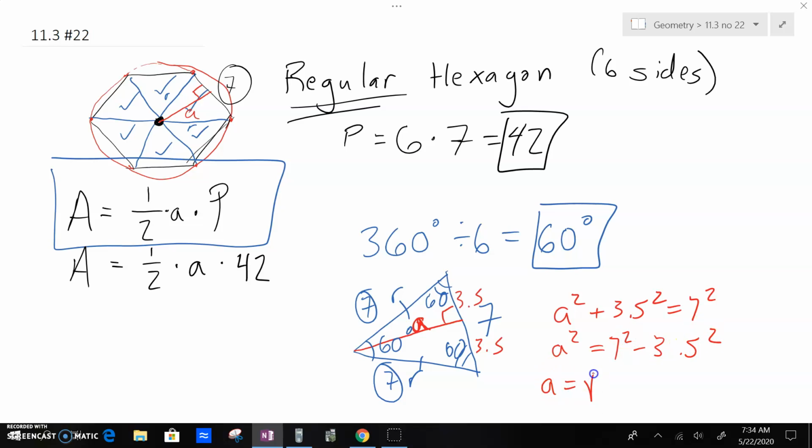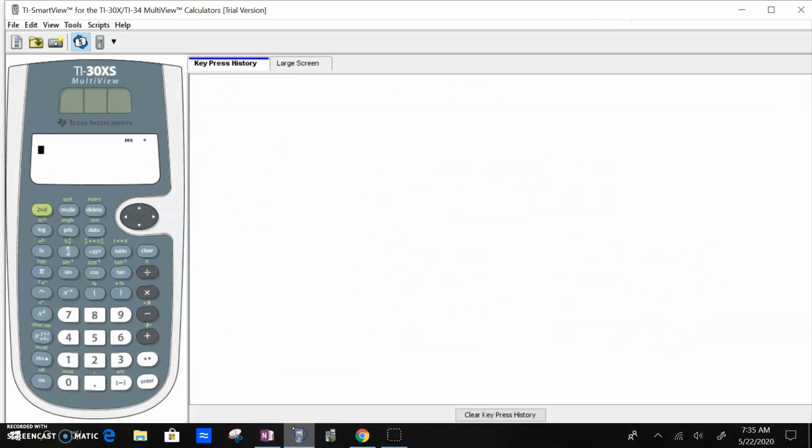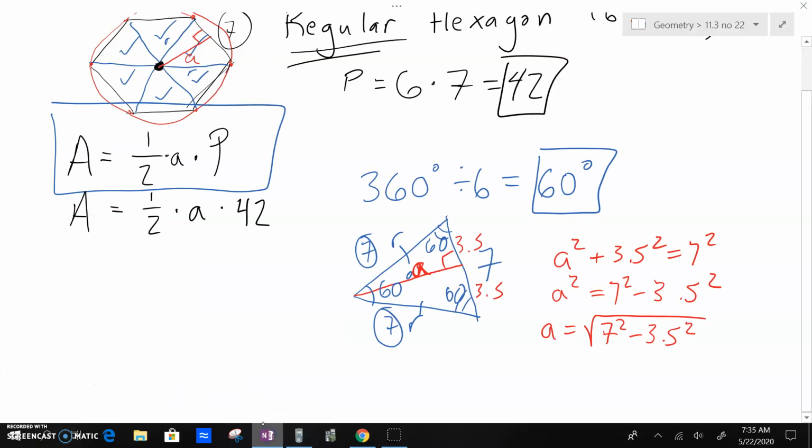I'm going to square root both sides. And the reason I'm doing this without actually jumping over to the calculator yet is now I'm just going to jump in the calculator and punch this in one time. So I'm going to do square root of 7 squared minus 3.5 squared. And that's going to give me my apothem length. So square root, let's see, where's my square root? There it is, 7 squared, which I know is 49, but I'm just going to write it as 7 squared minus 3.5 squared, and I'll close out my parenthesis and hit enter. Then 6.062, or let's call it 6.06, would be the apothem length.